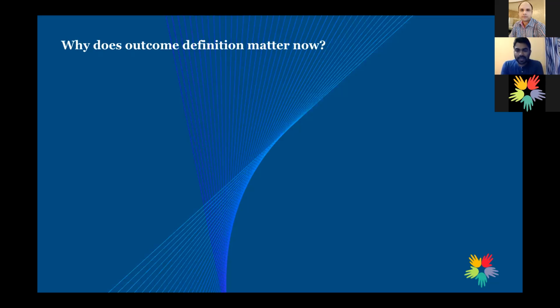In this complex adaptive world, what is more important is that we are not able to identify the best value that a product or a service can deliver. So that's why we see this as the most important thing at this point in time: to identify what is the outcome that we are trying to serve to the end users. That's why I feel outcome definition is very much important at this point in time.